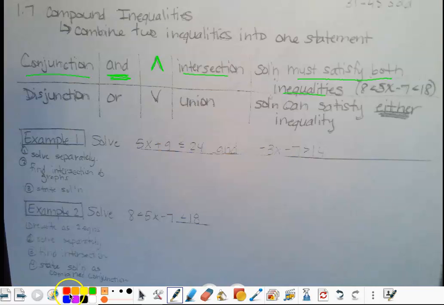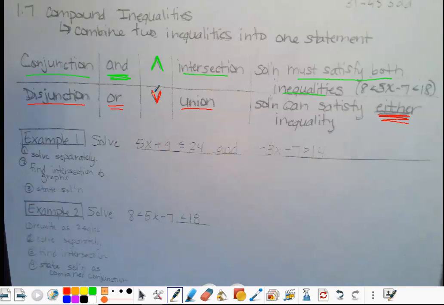Then the disjunction. Next up is our disjunction. It's an or statement. Again, if we look at the definition, the solution can satisfy either inequality. It doesn't have to be both, just one or the other. That's called the union, because it can be in any of those areas. It doesn't have to be in all of them. And it is a V when we denote it. All right, so let's get started on solving some of these.